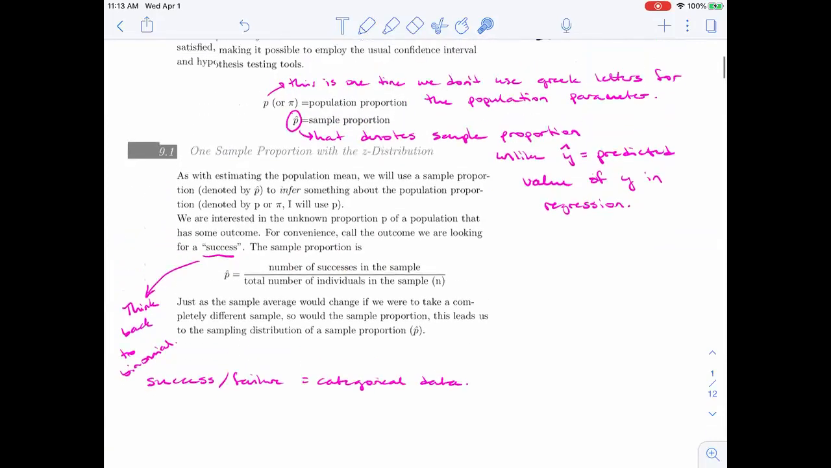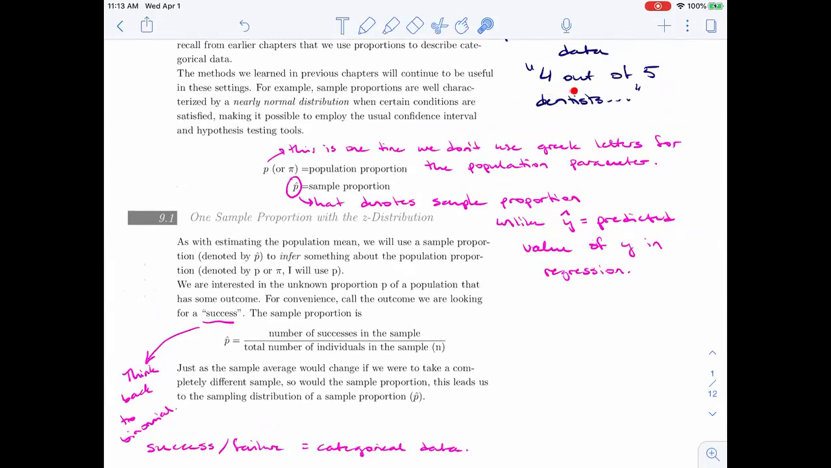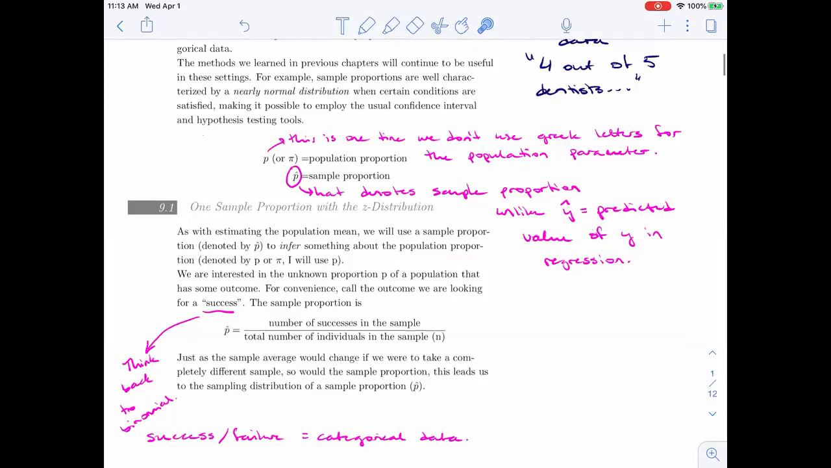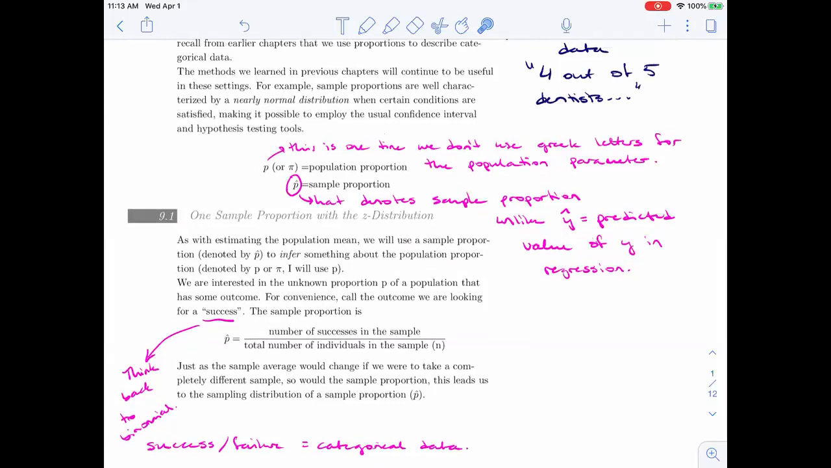So thinking back to the most basic one that we're all familiar with: 4 out of 5 dentists agree that Colgate, whatever. And so 4 is the number of successes, the number of dentists that agree with the statement, and 5 is the total number of individuals in the sample. Most likely they didn't just talk to 5 dentists, but it can reduce to 4 out of 5.